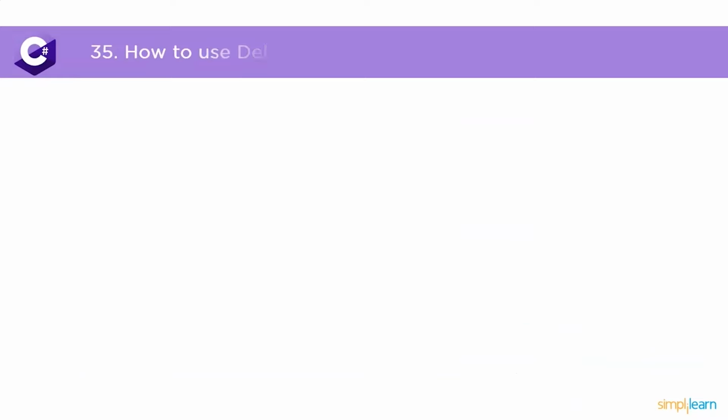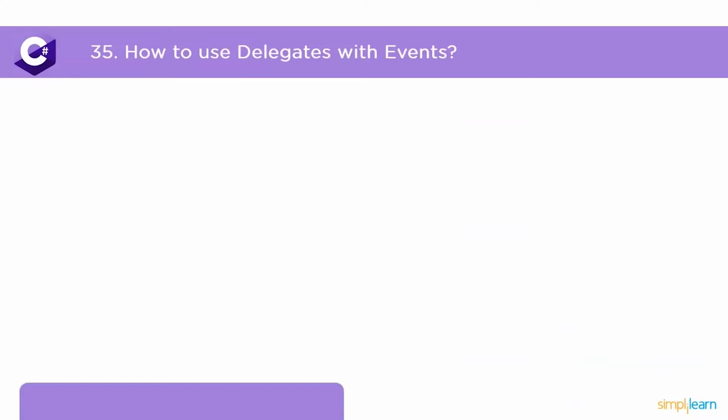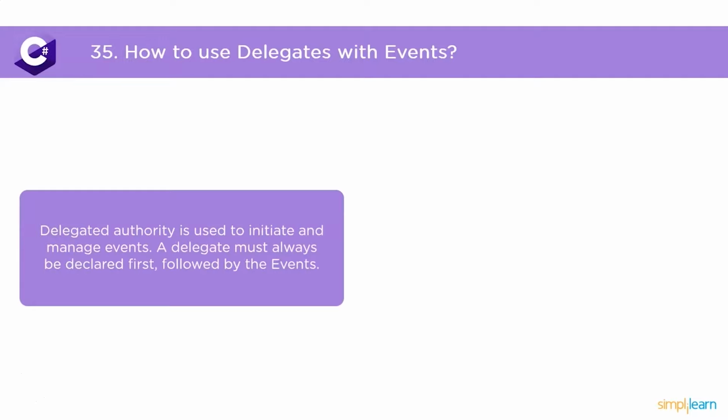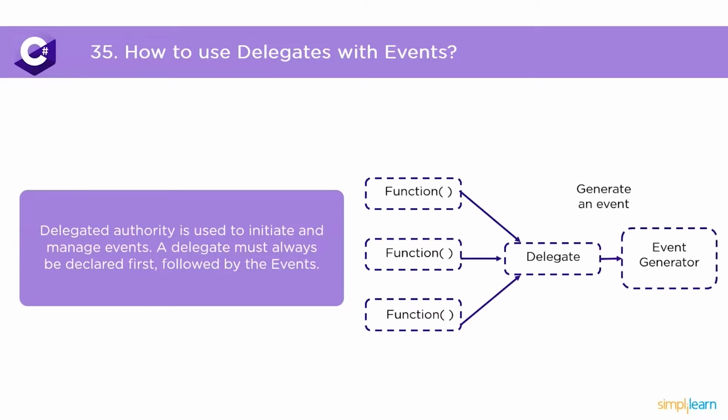Now, the next question. How to use delegates with events? Delegates are used to initiate and manage events. A delegate must always be declared first, followed by the events. This diagram shows 3 functions assigned to the delegate, and the delegate used to generate an event, that is an event generator.